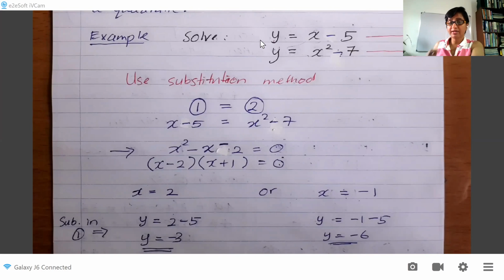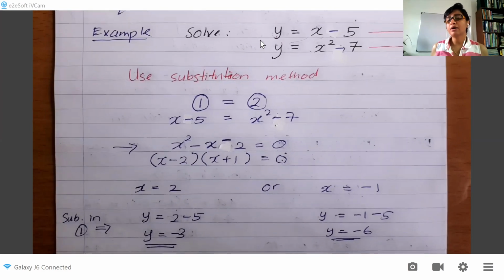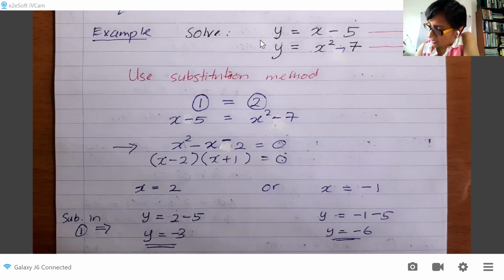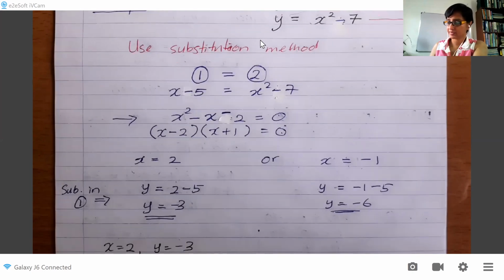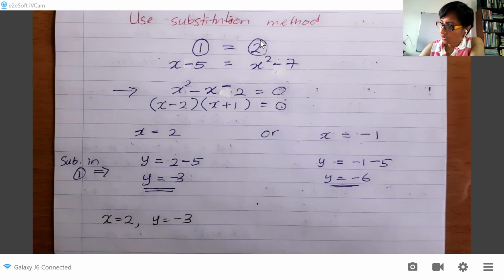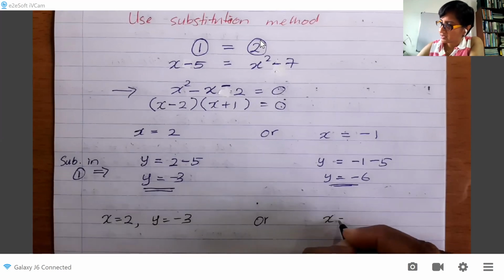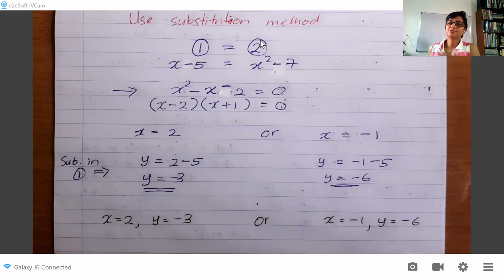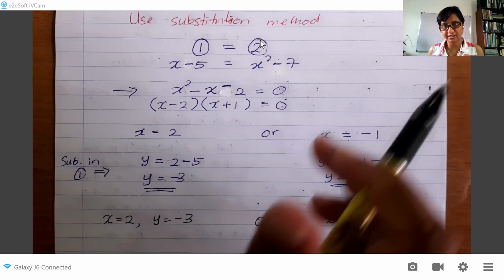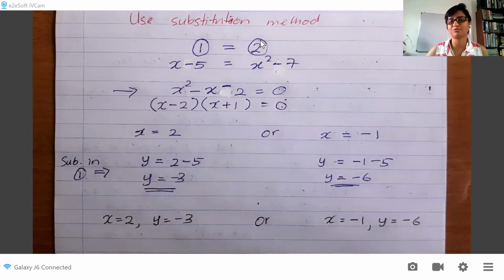Okay, so you get 2 pairs of answers. X equals 2 and y equals -3. That's one pair. Or x equals -1 and y equals -6. 2 pairs of answers. These 2 values would fit into the original equations. So do these two answers.